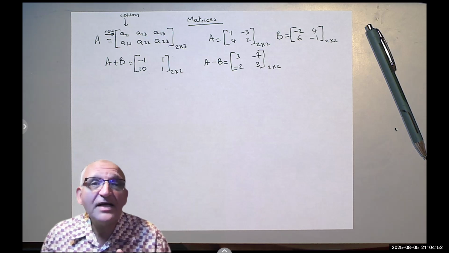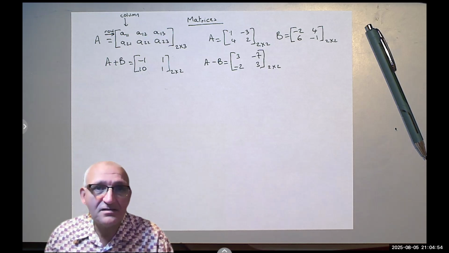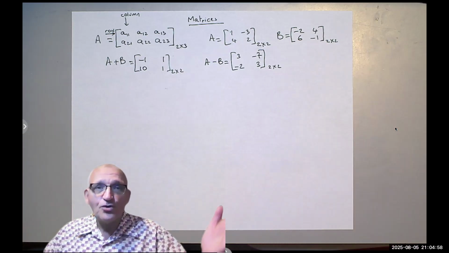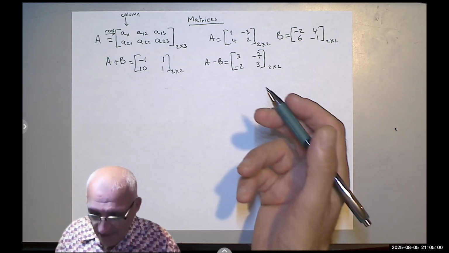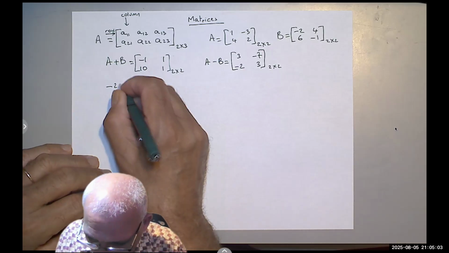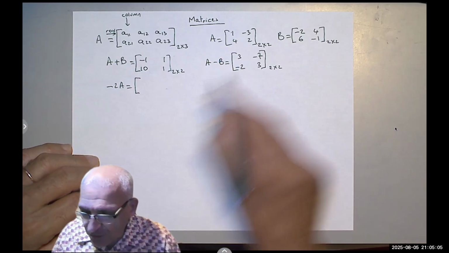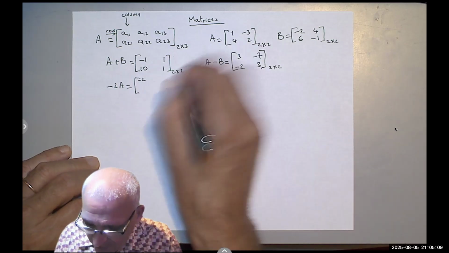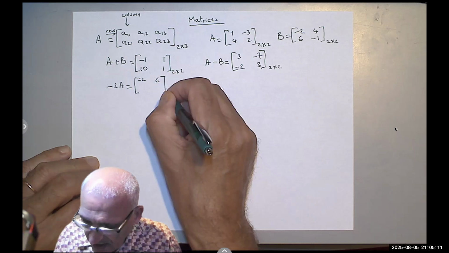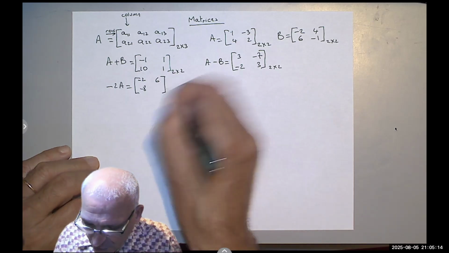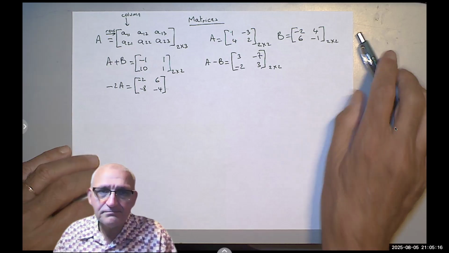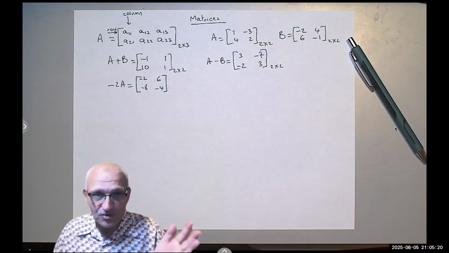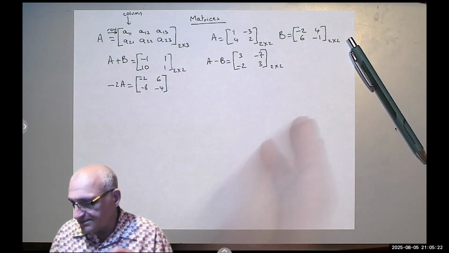In fact, multiplying a matrix by a constant is also easy. So I can multiply A by 2 or 3 or -5. So for example, -2A, I would multiply each number by -2. So the 1 becomes -2, the -3 becomes +6, the 4 becomes -8, and the 2 becomes -4. Very simple: addition, subtraction, multiplying by a constant. So far, so good? Great.